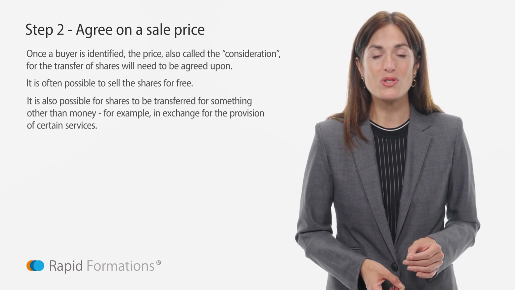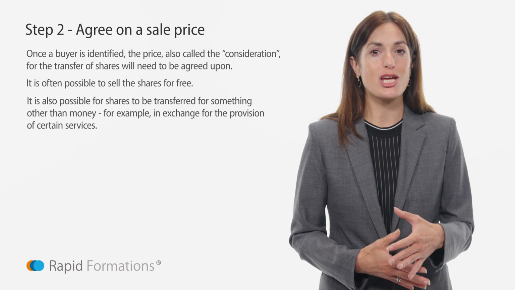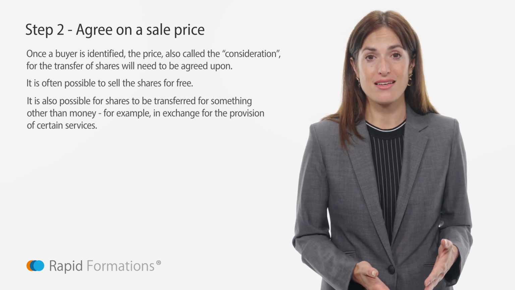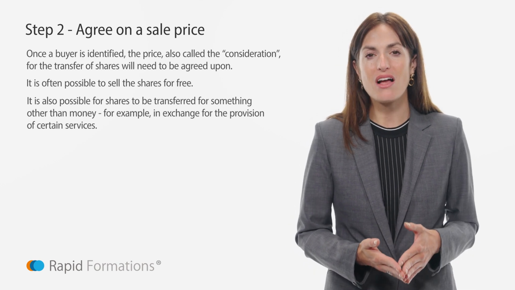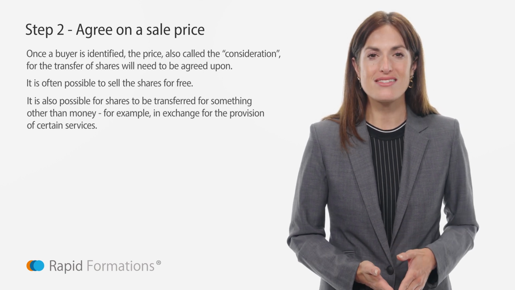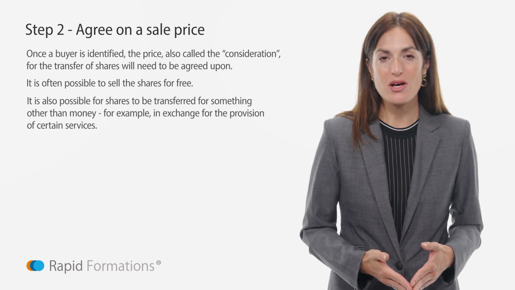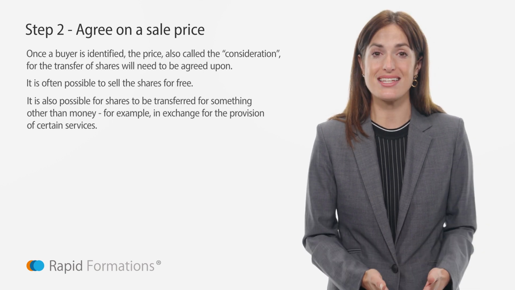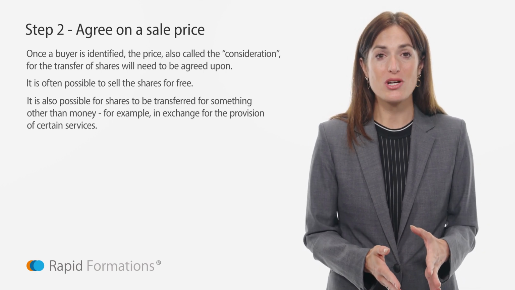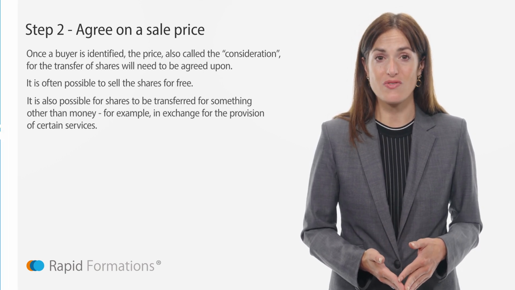It is also possible for shares to be transferred for something other than money, for example, in exchange for the provision of certain services. A consideration that is for something other than money is called a non-cash consideration. Once a seller has been identified and the consideration agreed upon, a share purchase agreement may sometimes be entered into. Whether or not a share purchase agreement is appropriate will often depend on the particulars of the transfer.